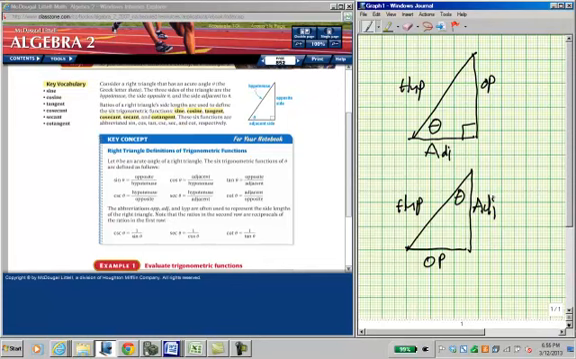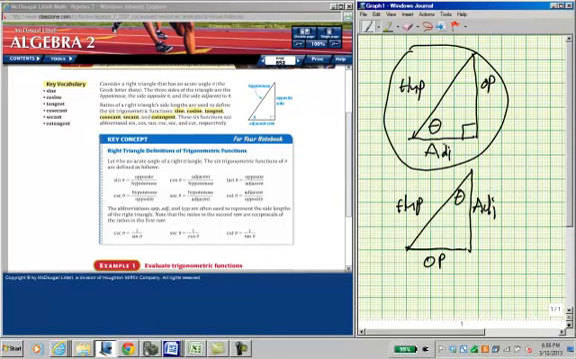Now, the trig functions are the ratios of the various sides of the right triangle, so let's look at this right triangle here. The sine, the function that's called the sine, is the opposite side over the hypotenuse. The cosine is the adjacent side over the hypotenuse. You can see that right here, adjacent over hypotenuse. And then the tangent is the opposite over the adjacent.